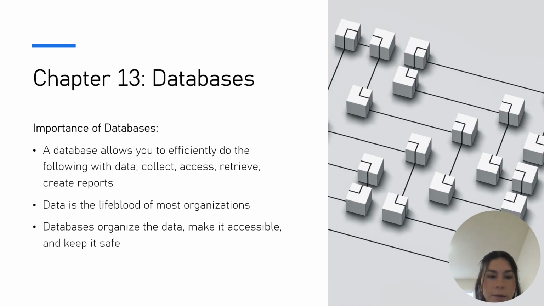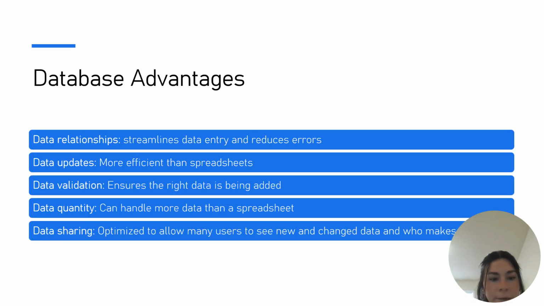Chapter 13 is databases. The importance of databases. A database allows you to efficiently do the following with data. You can collect, access, and retrieve it to create reports. Data is the lifeblood of most organizations, and databases organize data and make it accessible as well as keeping it safe. Database advantages include data relationships, data updates, data validation, data quantity, and data sharing.